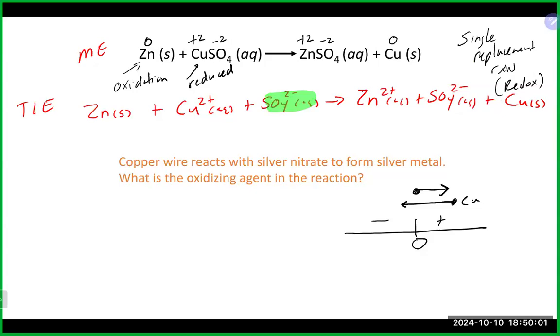Sulfate. Is there any other spectator ions? There is not. And a common mistake that people make is, I got zinc there and zinc there, and they cross them out. They are different, right?